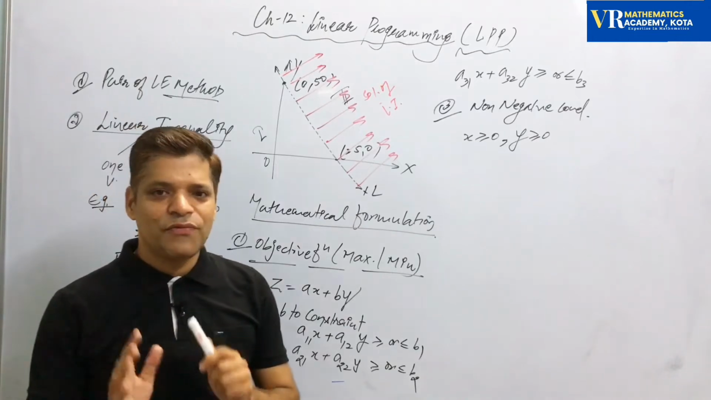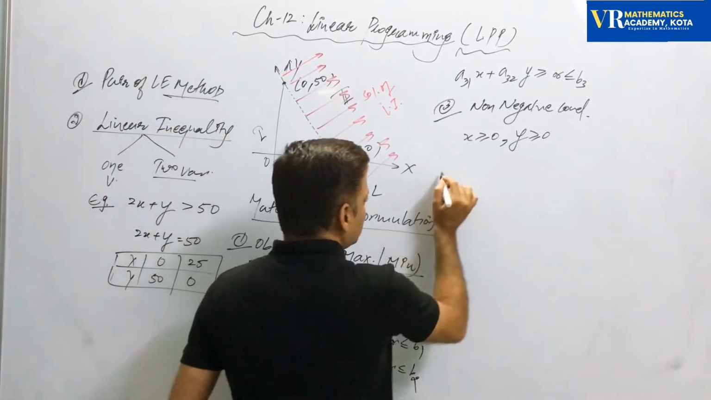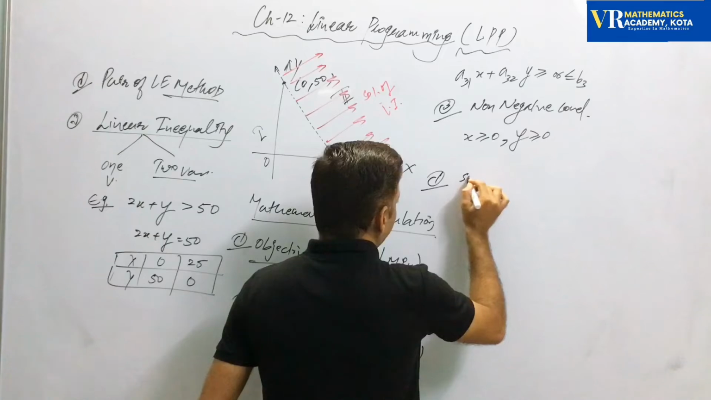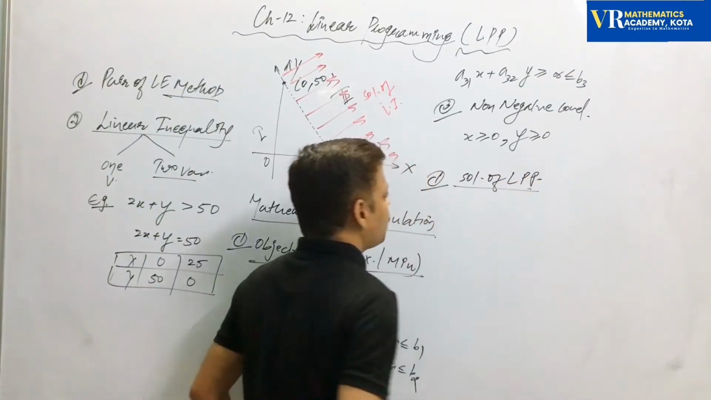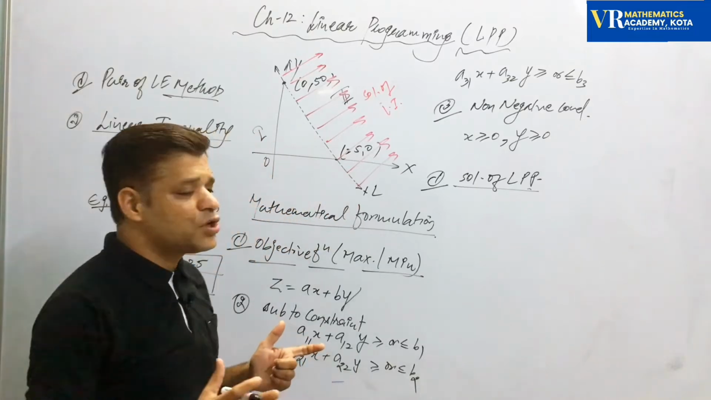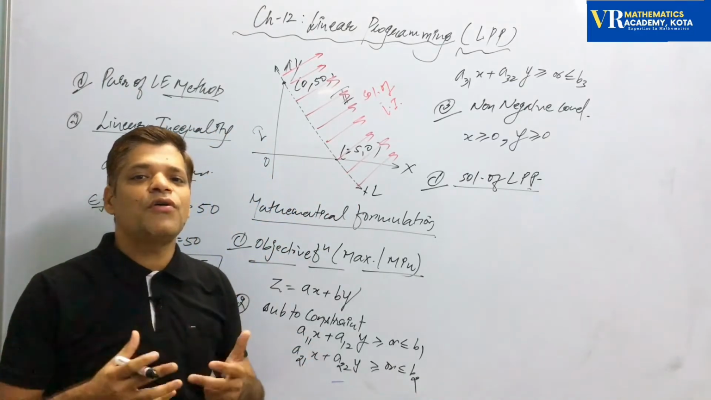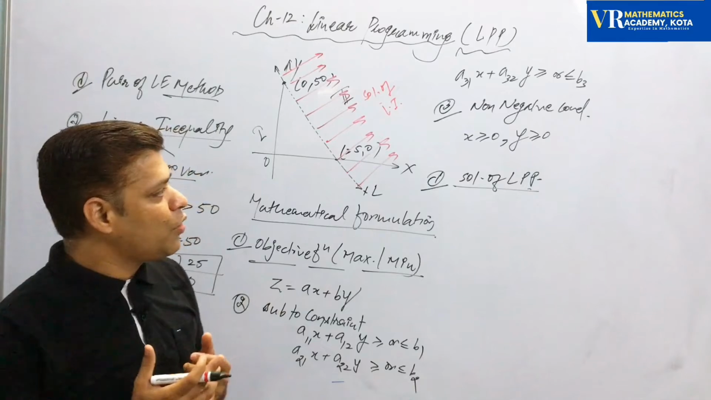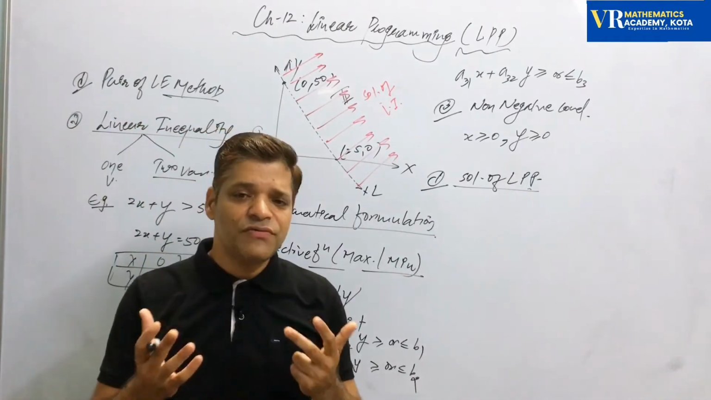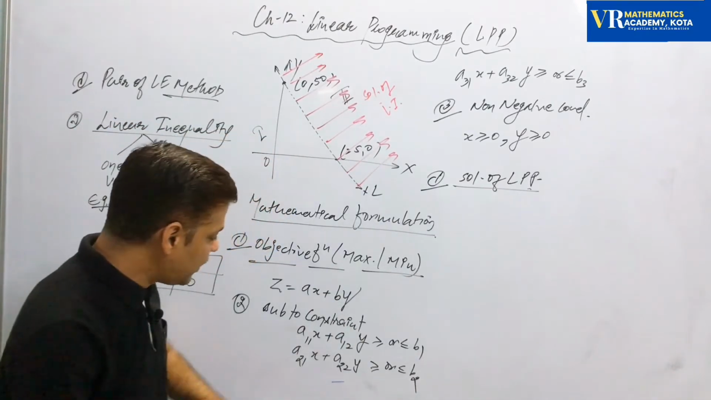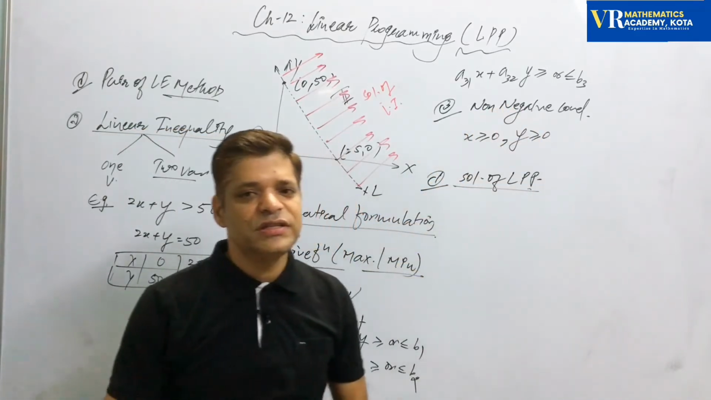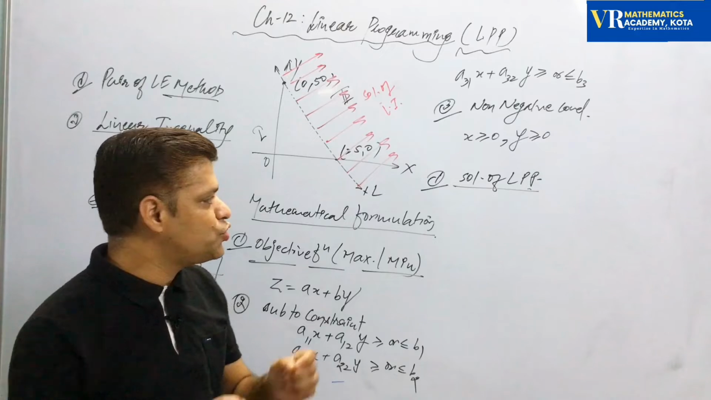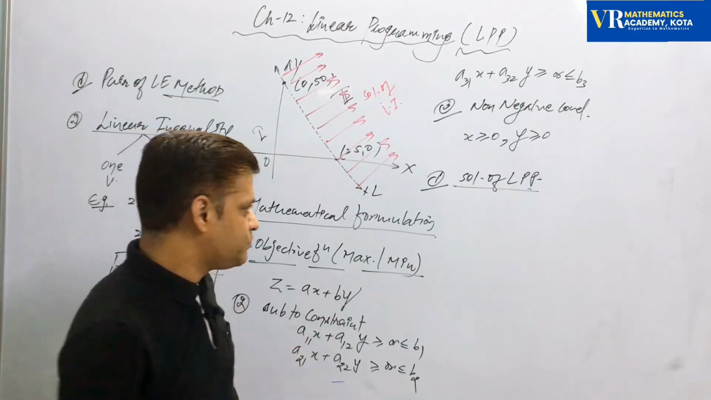After this mathematical formulation, there are some definitions, that is, solution of LPP. What is the meaning of solution of LPP? The meaning of solution of LPP is the values of x and y, or we can say the values of decision variables, which satisfy the constraints and satisfy the non-negative condition. This is called the solution of LPP.